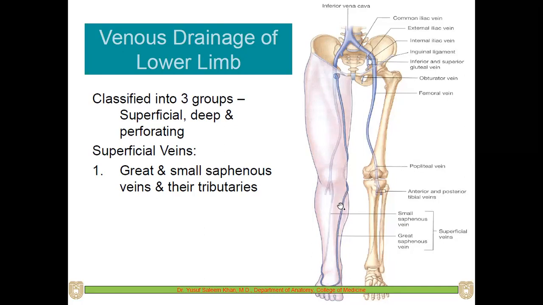Then just beside that, there is a smaller vein called the small saphenous vein, which continues from the lateral side, and then it opens early into the femoral vein. So these are the great saphenous vein and the small saphenous vein. These are superficial veins, and their tributaries, the veins which open into these, are also part of this. These are the superficial veins.